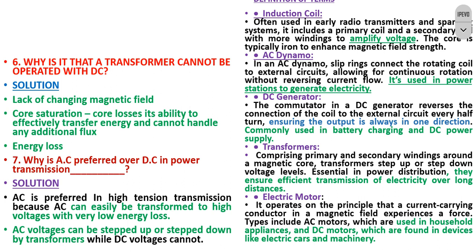The transformer helps to transmit electricity over long distances by stepping it up or stepping it down. And the electric motor is used in household appliances in terms of the AC motor, and the DC motor is applied in electric vehicles and machineries.